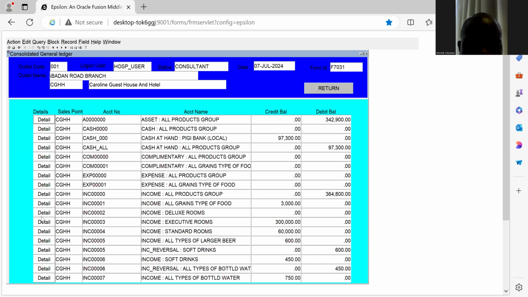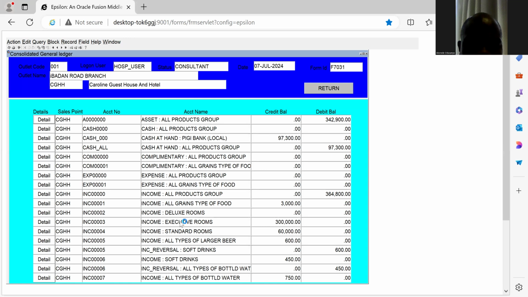But this deals with amounts. You can see line by line amounts. For example, there is an account defined as asset account, all product group. This is all customer. Total amount of sales we make to our customers. They are called asset. In the system so far now, we have 50,100. Cash at hand, that is cash in the hotel with the people that are selling personally, is at 7,300. Income, all grains type of food, that is all the food sold at the kitchen. So far, this is the income made from them.